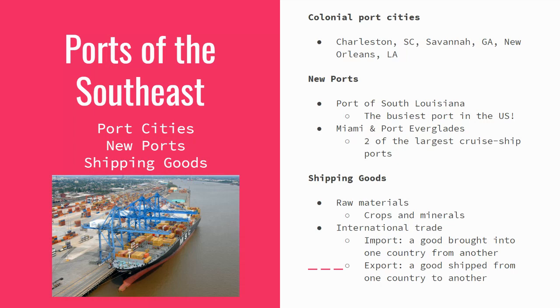Major ports in the Southeast region allow for the import and export of goods and materials. The first cities in the Southeast were formed around the mouths of major rivers. These cities include Charleston, Savannah, and New Orleans. As years have passed, new ports have been created. The Port of South Louisiana is the busiest port in the United States.